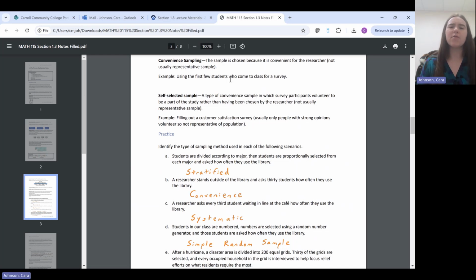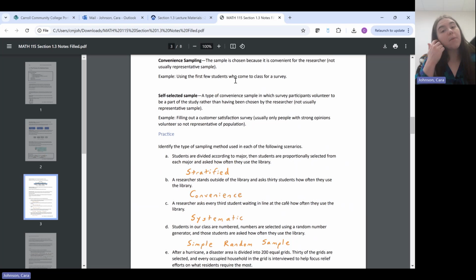And sometimes, like when you're doing your statistical research study, it's probably going to be a convenience sample that you're going to end up doing just because of the practicality of what you're doing. But in general, you want to try to avoid this type of sample in actual research in reality.